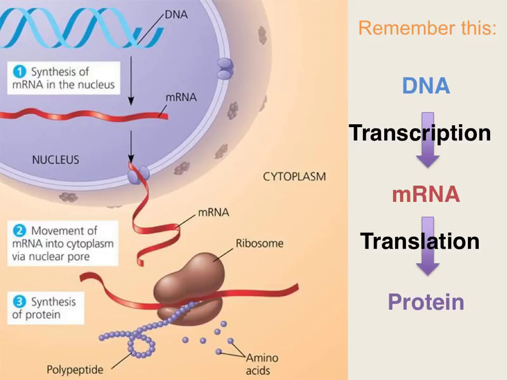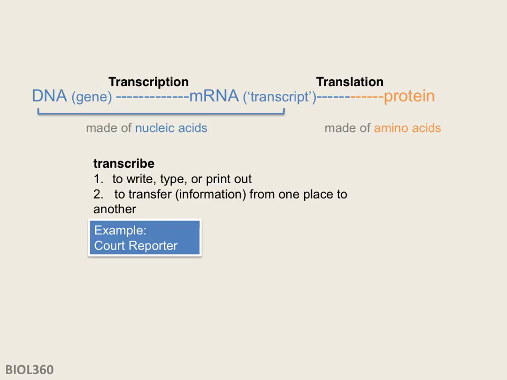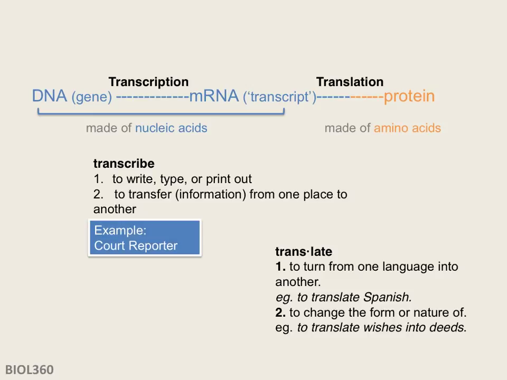That is ferried out of the nucleus through a protein pore into the cytoplasm, where it locks in with the ribosome. And then these transfer RNAs, with an amino acid attached to each, are strung together into an actual protein. That's called translation. So transcribe means to write or to transfer information from one place to another. To translate means to turn one language into another, or to translate wishes into deeds, let's say.